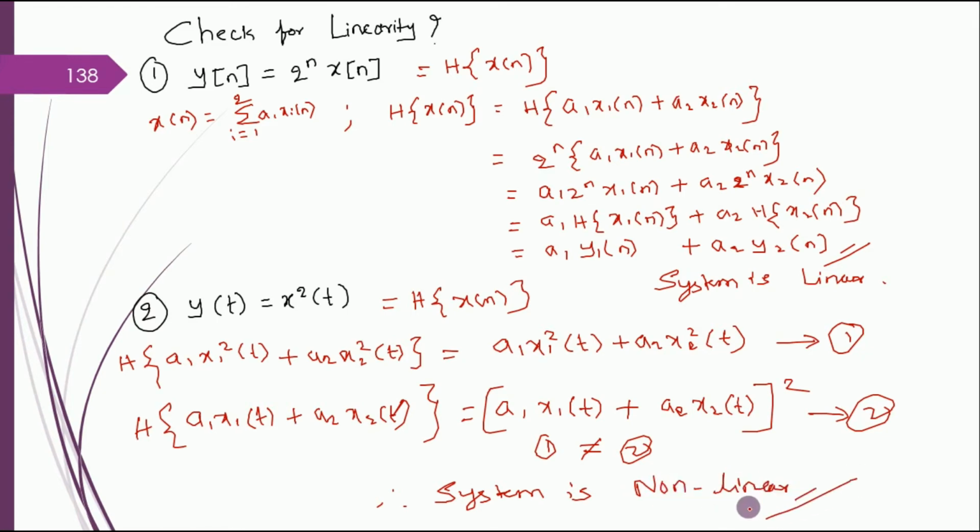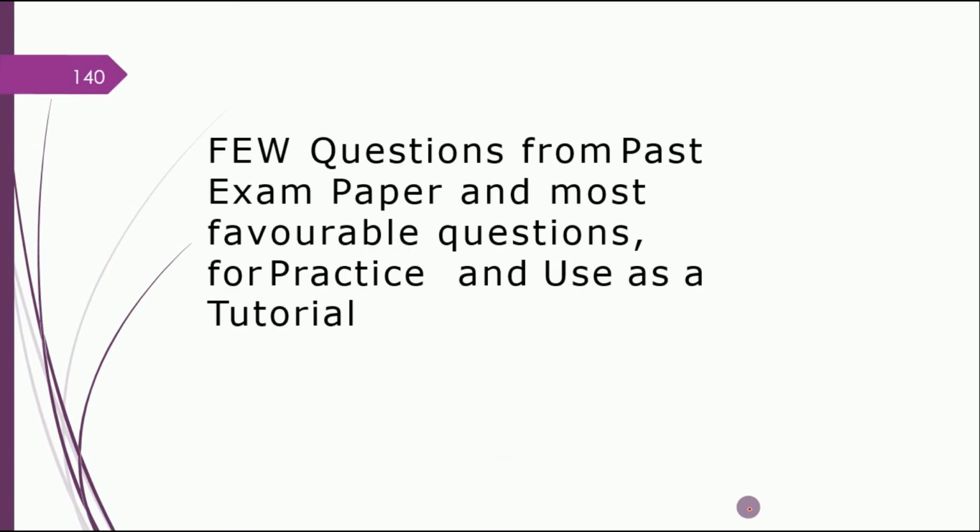System is non-linear. So these are the two examples for linearity, and one example I took for non-linearity. This is the last property of the chapter on systems. This concludes your chapter number 1. A few questions from the past exam paper are most favorable for practice and use as a tutorial. That is what I'll be considering now.